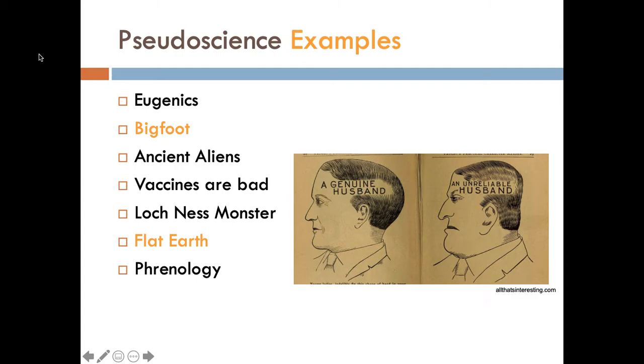Examples of pseudoscience include eugenics, Bigfoot, ancient aliens, vaccines are bad, the Loch Ness Monster, flat Earth, and phrenology. That picture is actually of phrenology. Some people used to believe that you could tell things about a person's personality by the shape of their head. And that was pseudoscience.